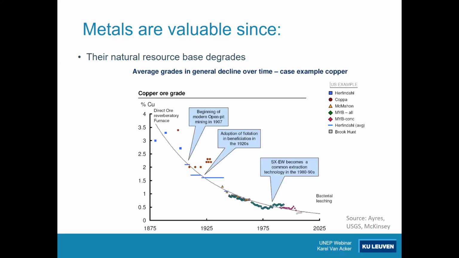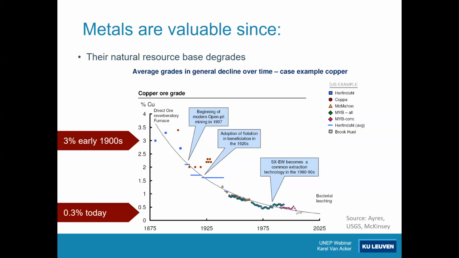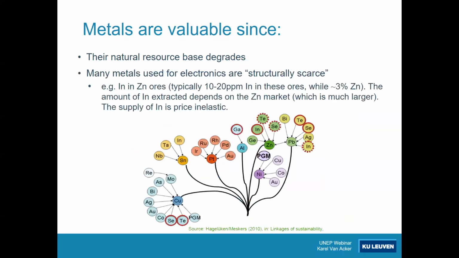And I mean with that that the concentration of metals in the ores that we extract from the earth crust is degrading, is decreasing. This graph shows the concentration of copper in copper ores. 100 years ago, a typical ore had a content of 3% of copper. Today, it's much lower, a factor 10 lower. The ores that we extract today contain about 0.3%. So that's the first reason why metals are so valuable.